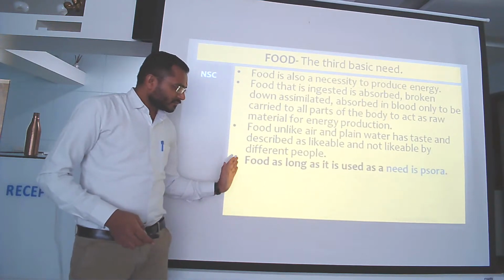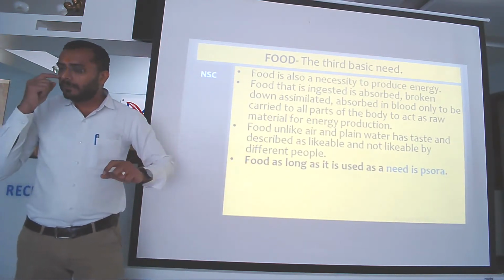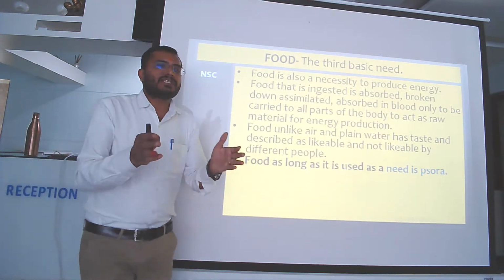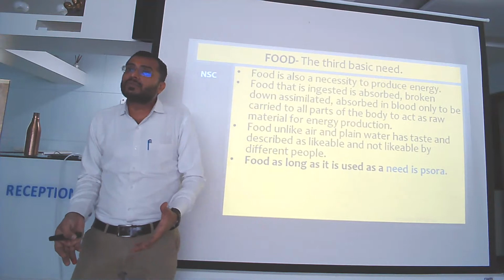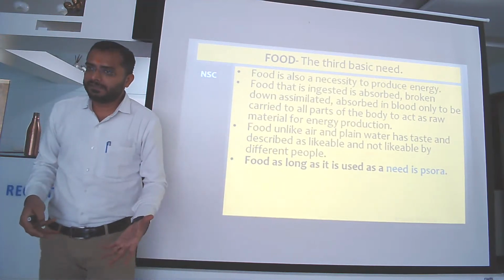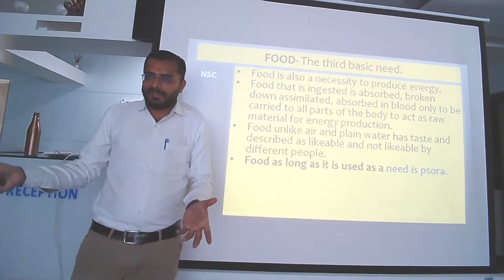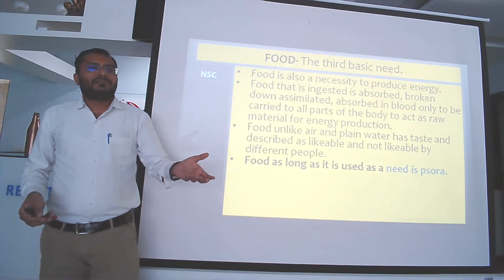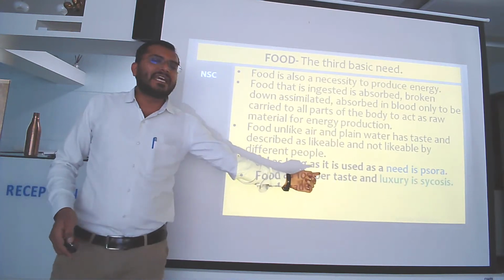So in that food, as long as it is used as a need, when the food is used as a need, say for example, the example I gave of a child who doesn't get food at all, for him food is a need. Whereas a person born in a silver spoon family doesn't have a need of food. They have just what is called taste and luxury.